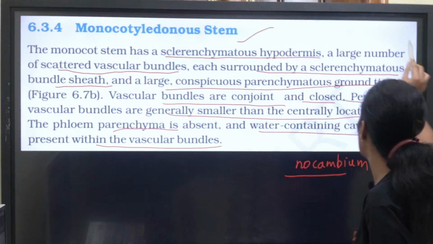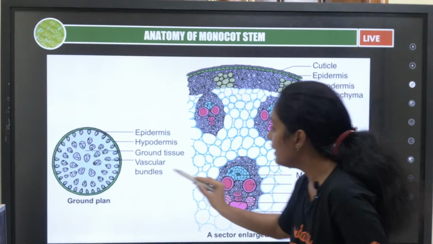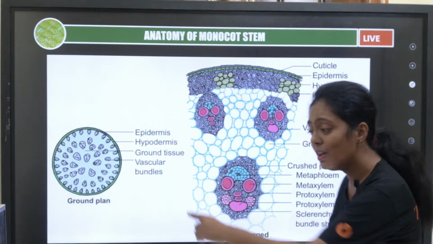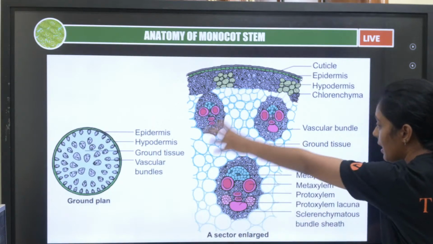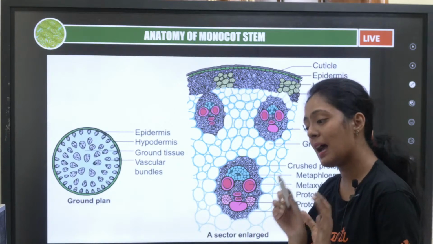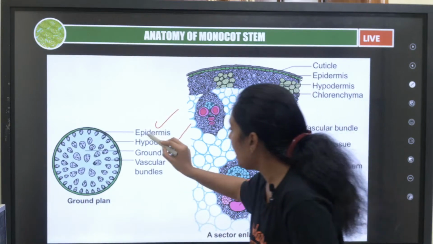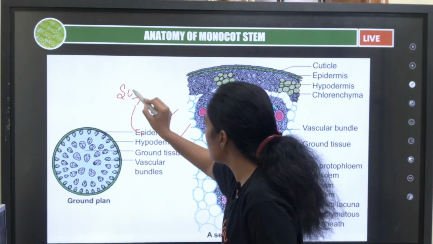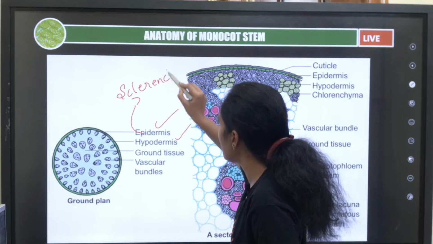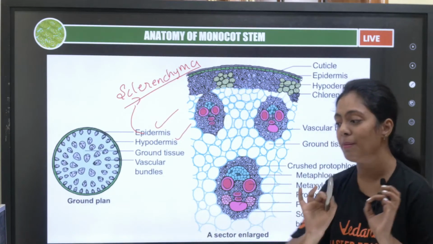So this is about monocot stem. We'll try to understand the picture. The vascular bundles are scattered. You can see how they are scattered. Phloem parenchyma is absent. Okay, you have epidermis, you have hypodermis. The hypodermis is made up of sclerenchyma.